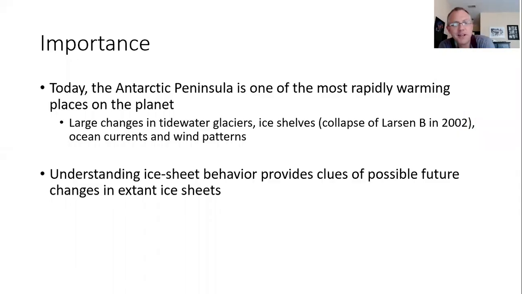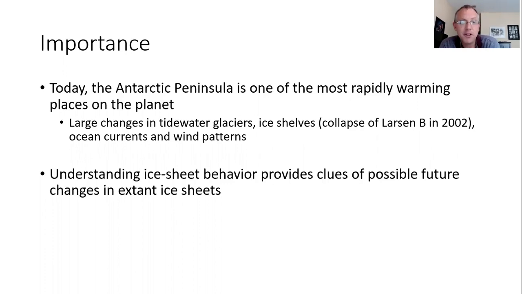So, I'm speaking to the choir here, but as many of you know, the Antarctic Peninsula is one of the most rapidly warming places on the planet. As a result, we're seeing retreat of tidewater glaciers, the collapse of ice shelves, including the Larsen B in 2002, which we'll mention a little bit later, changes in ocean currents, wind patterns, and even biological activity. Now, in order to place these current changes into context, it's important to look to see how the ice sheet has changed in the past.